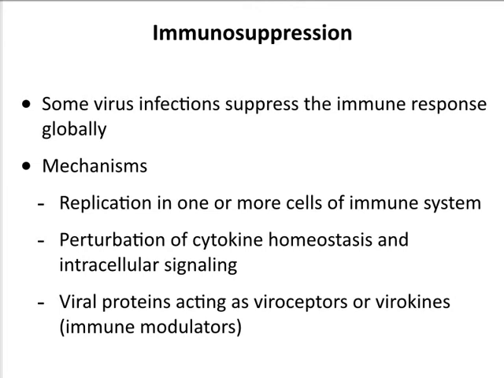Viruses can mess with cytokine levels. We make all of these modulators of cytokines that we've talked about, cytokine receptors, cytokine mimics, that can cause immunosuppression because cytokines and chemokines are needed for an appropriate immune response. And viroceptors and virokines contribute to that. They suppress the immune response. So many virus infections cause local immunosuppression to allow their multiplication, but some have global effects.